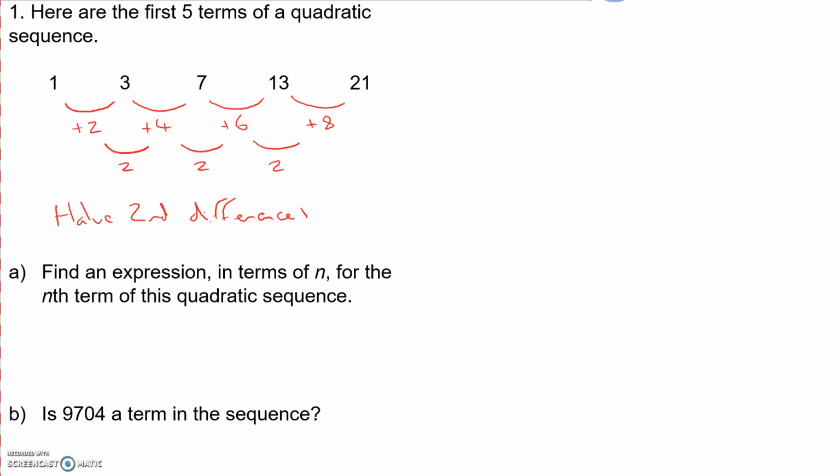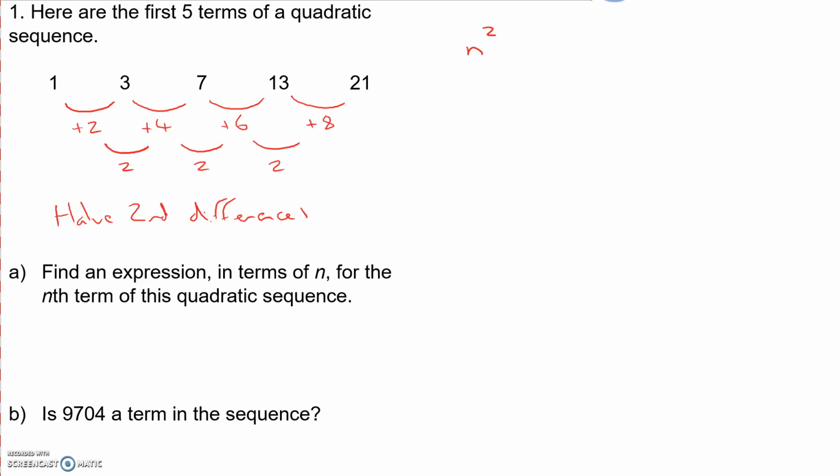So we found the second difference is 2, we have to halve that second difference. Okay, so half of 2 is clearly 1. That tells me we've got 1n squared in our nth term rule. Okay, so not 2n squared, but n squared. We halve the second difference, that gives me 1n squared, just n squared. So we know the first part of this nth term rule is n squared.